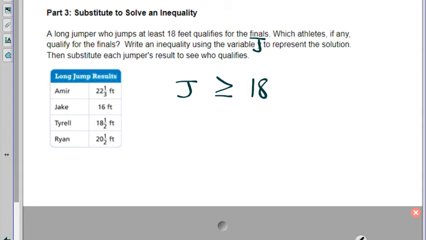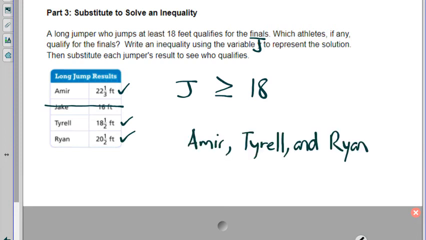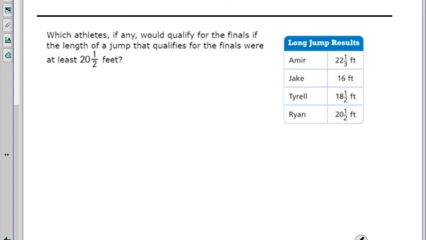And now we need to see who qualifies looking at their distances. Well, we could one at a time plug it in for J. But look at here, Amir was 22 and 1/3 feet. That certainly is greater than 18. 16, not so much, not greater than. 18 and a half, that's greater than 18. And 20 and a half is also greater than 18. So Amir, Tyrell, and Ryan all qualify. Hooray for them.